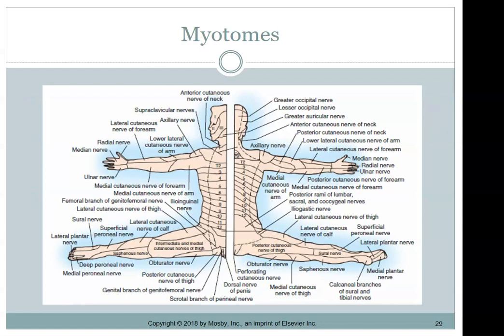Myotomes. Now, here is an interesting diagram of the myotomes that divide the body into front and back with the corresponding motor nerves that connect the different areas of the body.